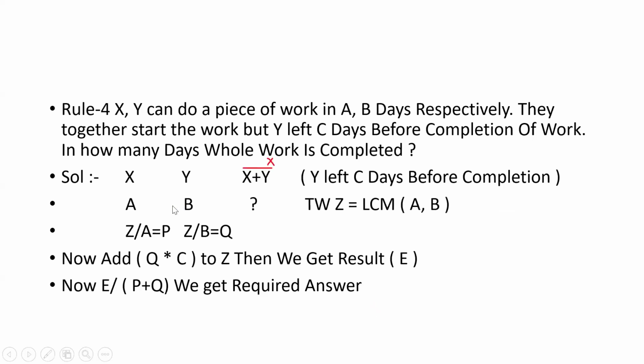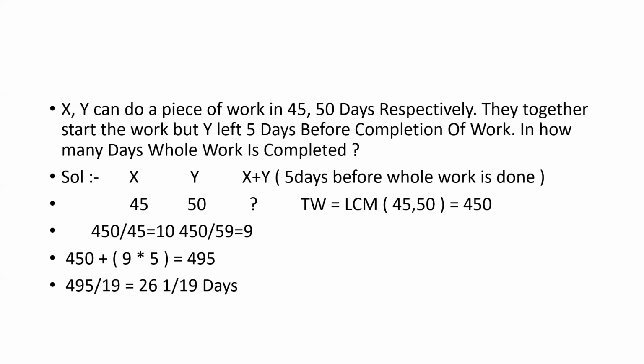Now let's see the type of questions. The fourth type of question: X and Y can do a piece of work in A days and B days. Now we can move directly to the example. If X and Y can do a piece of work in 45 and 50 days respectively and they start the work together, but Y leaves 5 days before the completion of work, in how many days is the whole work completed? Here we observe that.